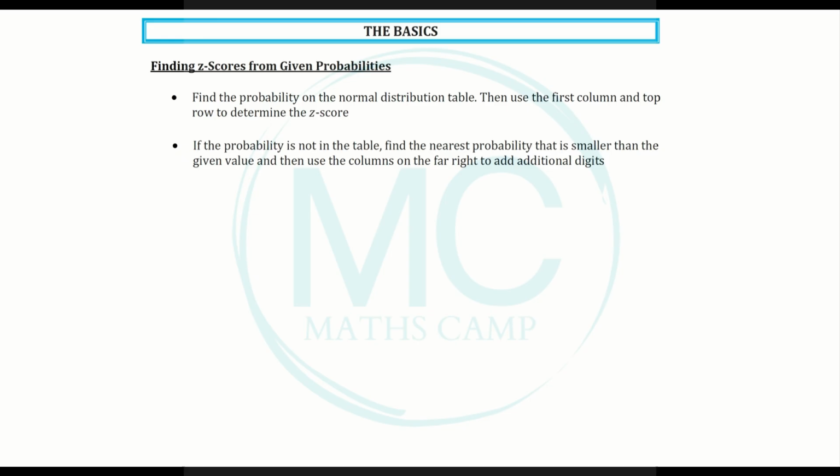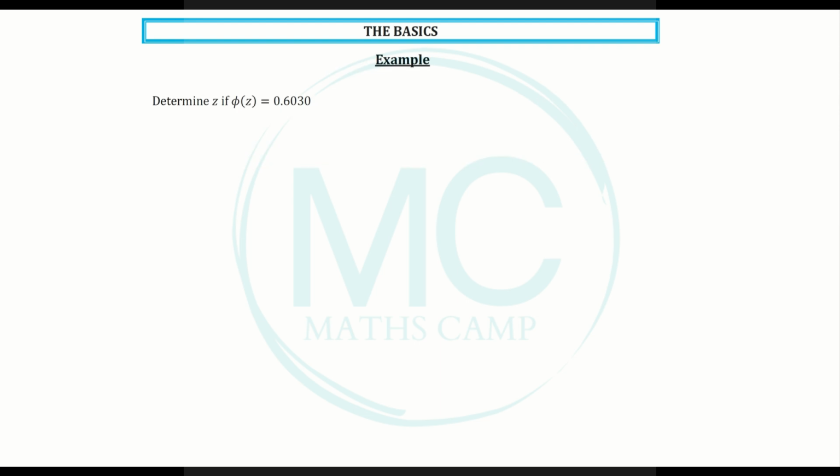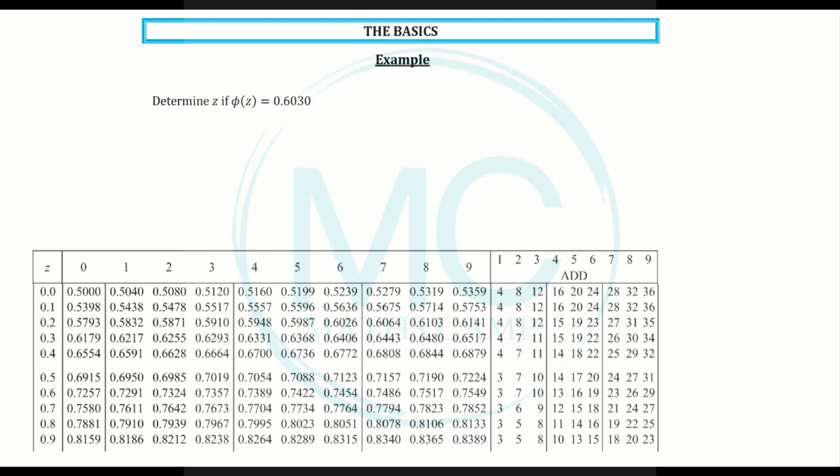If the probability is not in the table, find the nearest probability that is smaller than the one given to you, and then use the columns on the far right to add additional digits. As an example, let's find z when the probability is 0,6030.